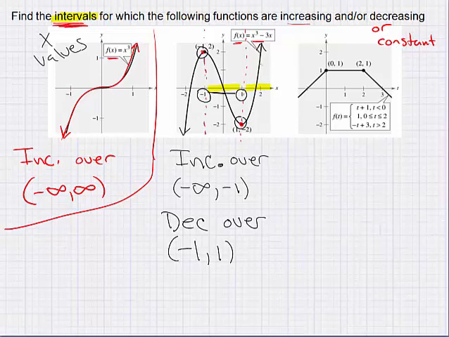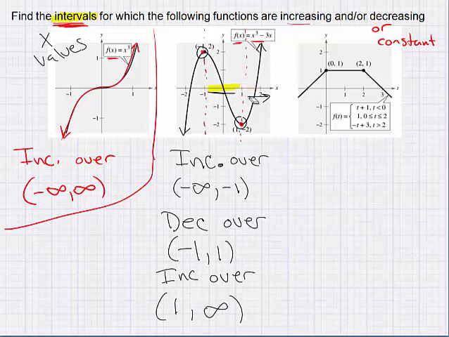Then it goes back up again from left to right. It starts going back up at this point and keeps going up and up and up forever. So if you think about the x values for which this is happening, it starts at 1 and goes all the way to positive infinity. So then it's increasing again over the interval from 1 to infinity.